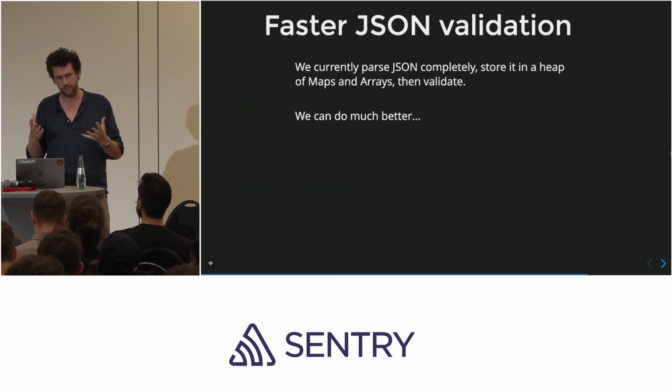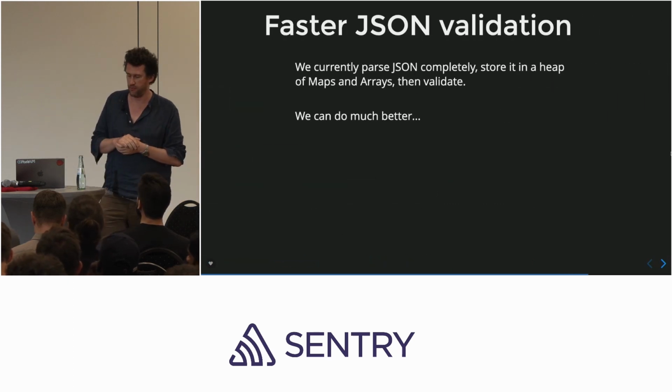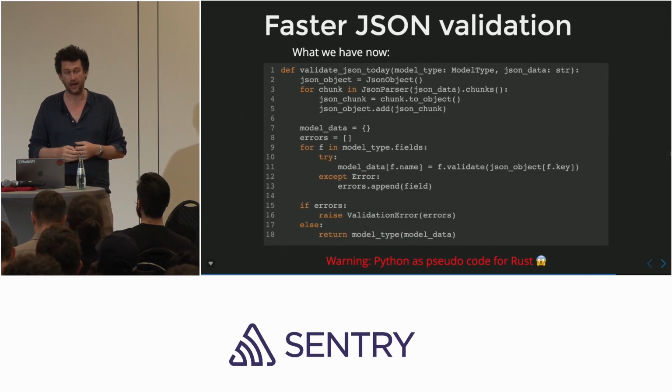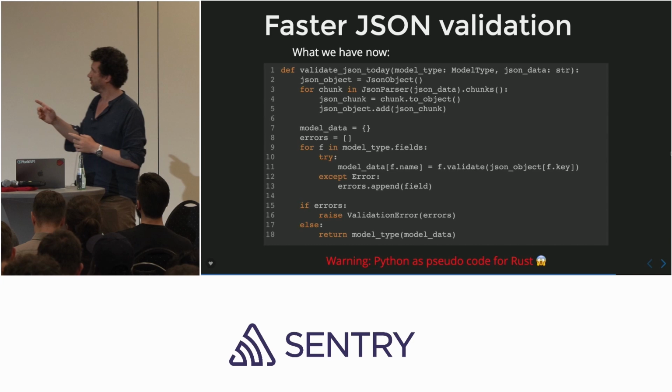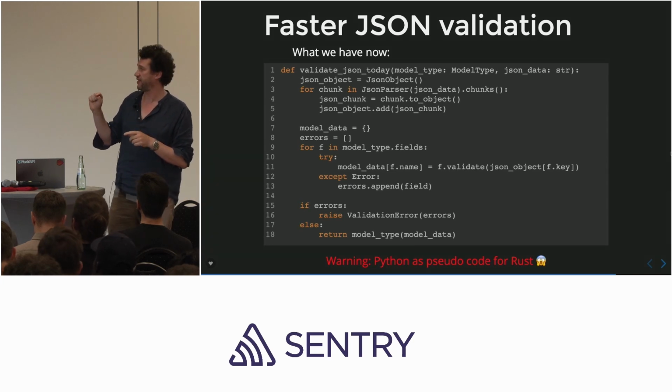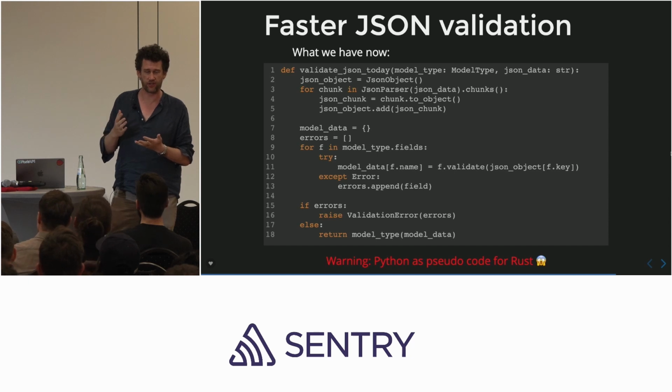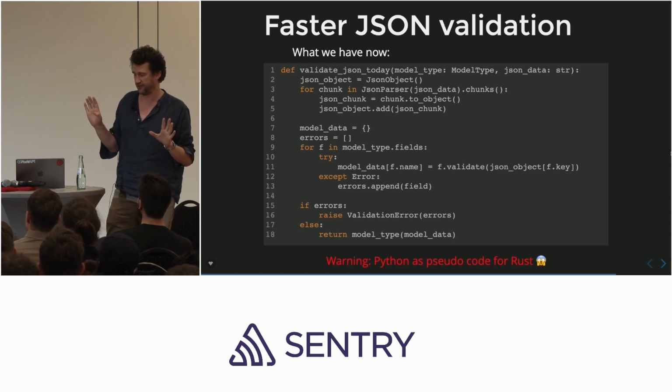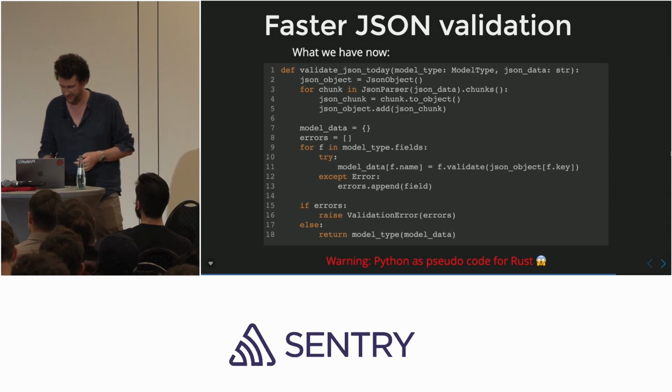And then the other big change we want to do is we want to remove our current JSON parsing. So what we're effectively doing now, and what I'm doing here is pseudocode, which is Python trying to explain some very complex Rust code. This may be an unmitigated disaster, but we're going to try and see what happens.